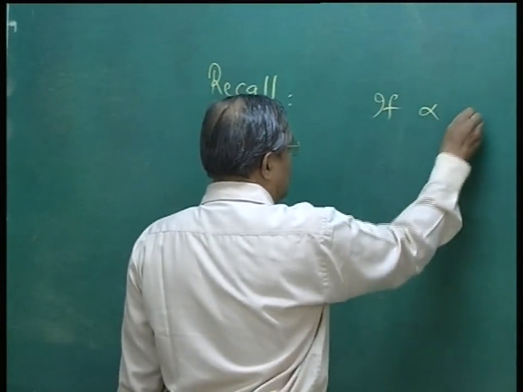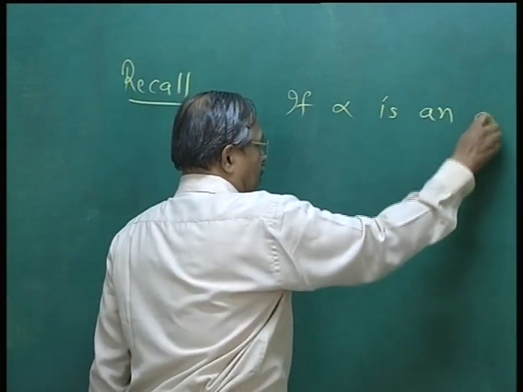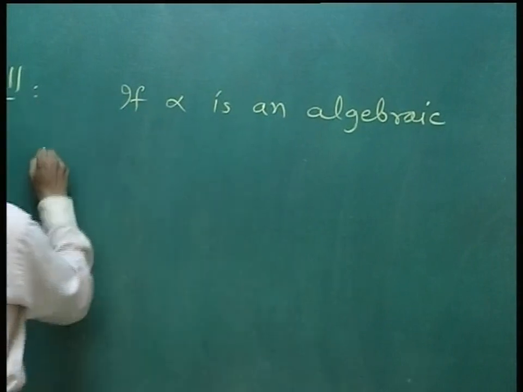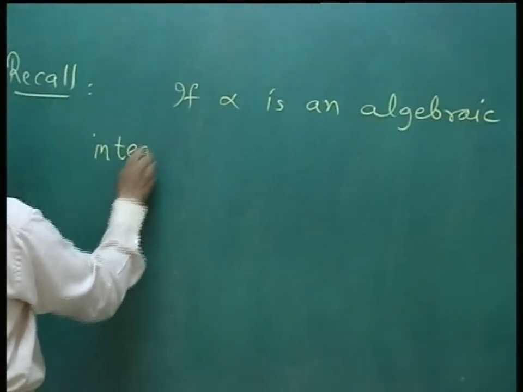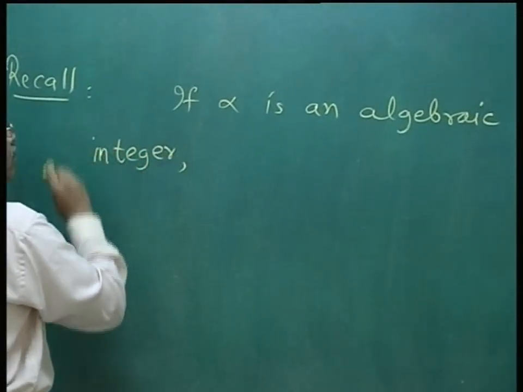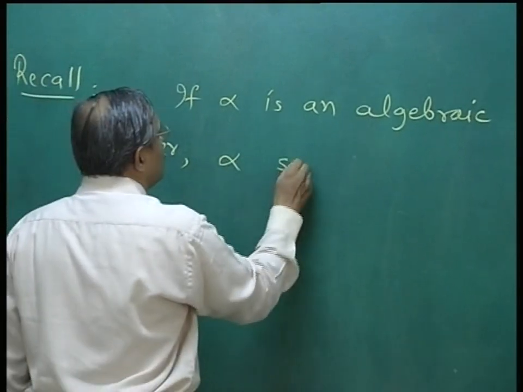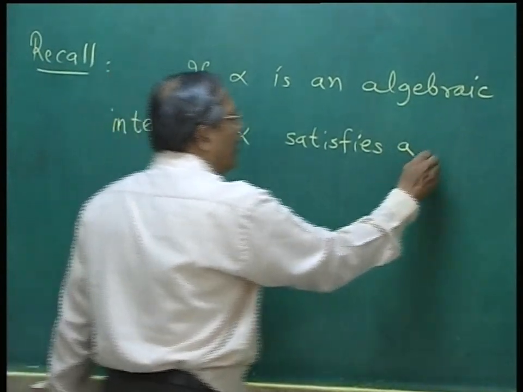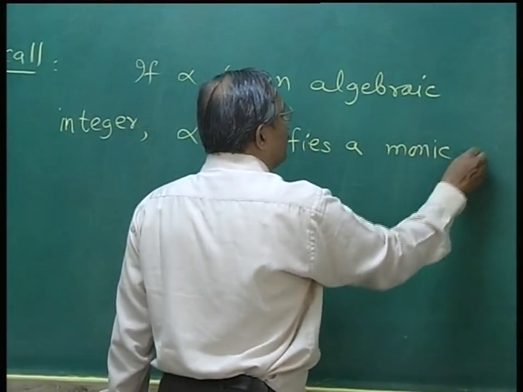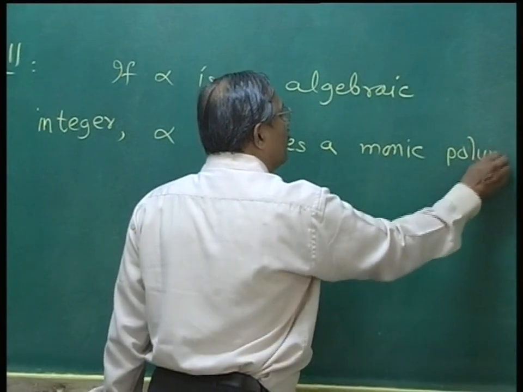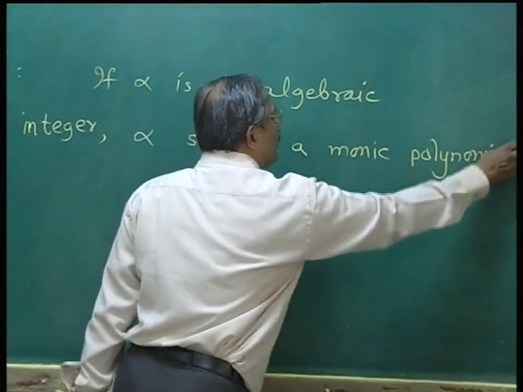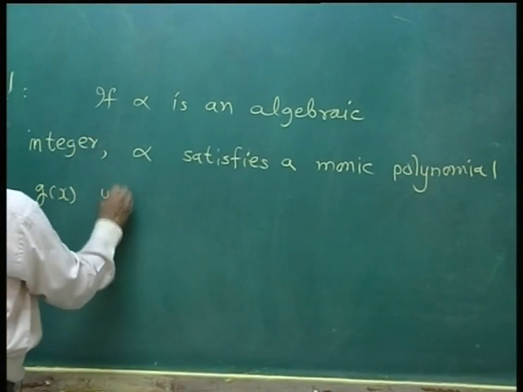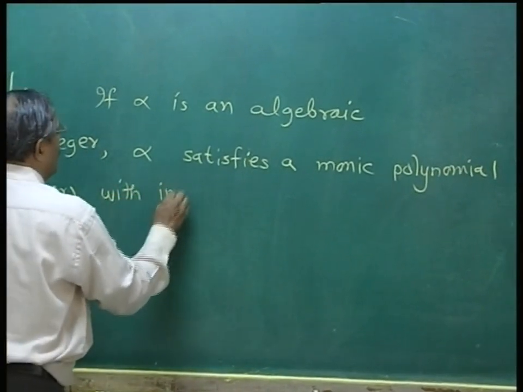If alpha is an algebraic integer, alpha satisfies a monic polynomial g(x) with integer coefficients.